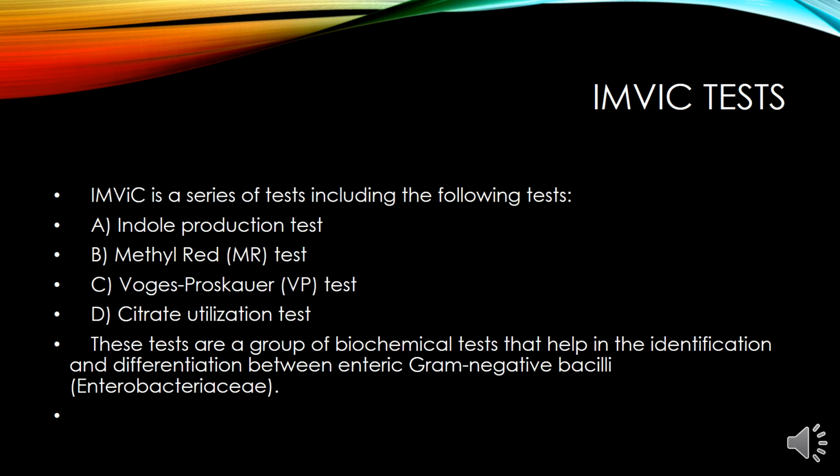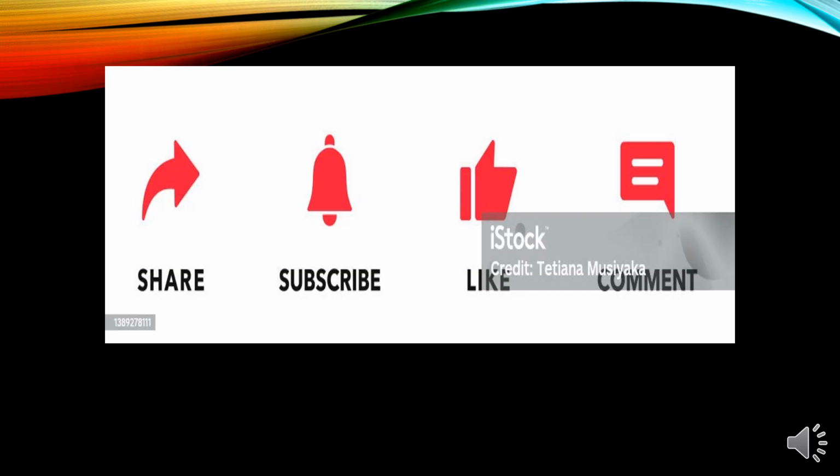Next is the IMViC test. The IMViC test consists of a series of tests which include the following reactions: the first one is indole production, second is the methyl red test, then Voges-Proskauer, and the citrate utilization test. These tests are a group of biochemical tests that help in identification and differentiation among gram-negative bacilli of the family Enterobacteriaceae.